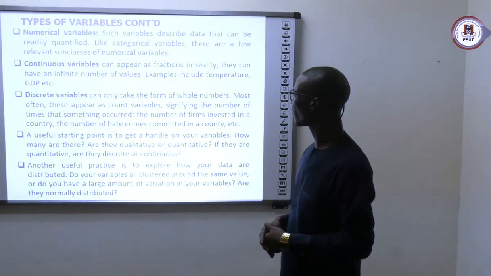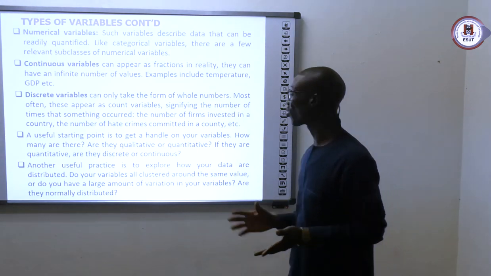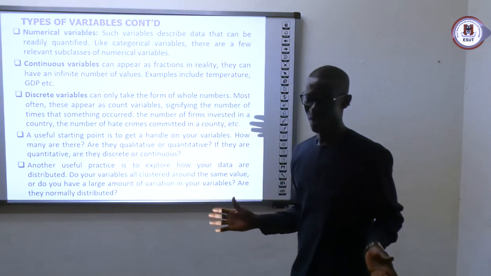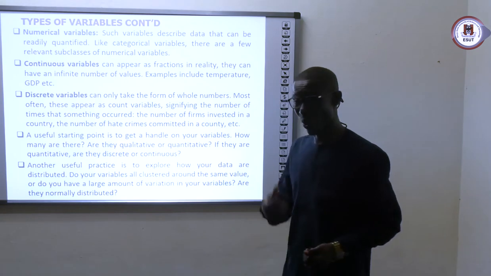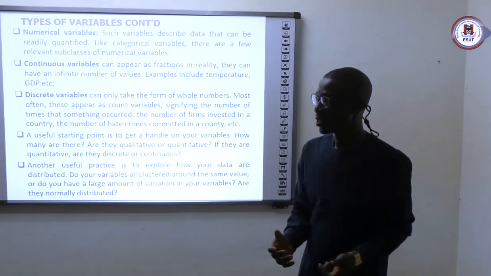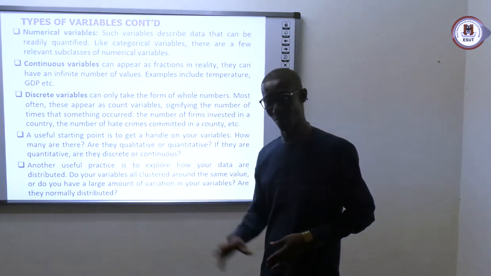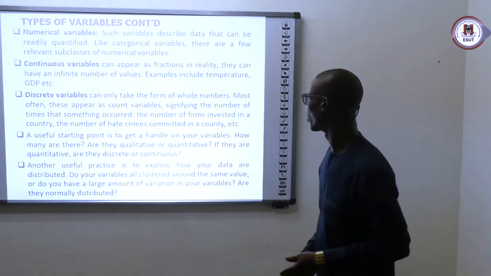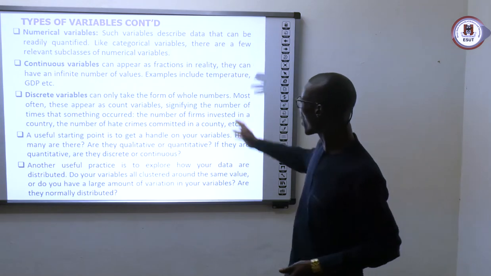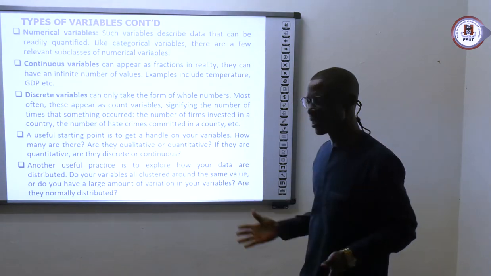Next we have the numerical variable. Numerical variables are all scale variables. They are numerical and measurable variables. Another name is quantitative variable. They are the opposite of qualitative variables or all these categorical variables. We have another one, the continuous variable. A continuous variable can appear as a fraction in reality.